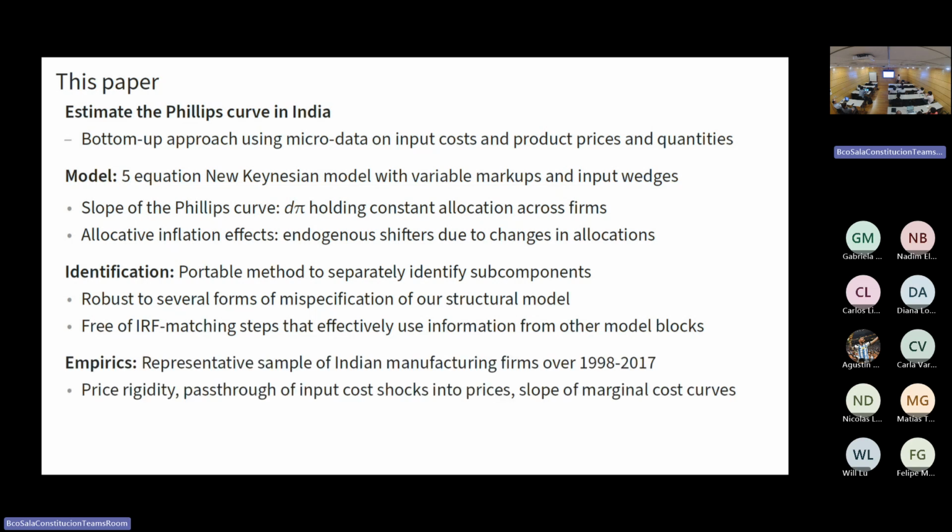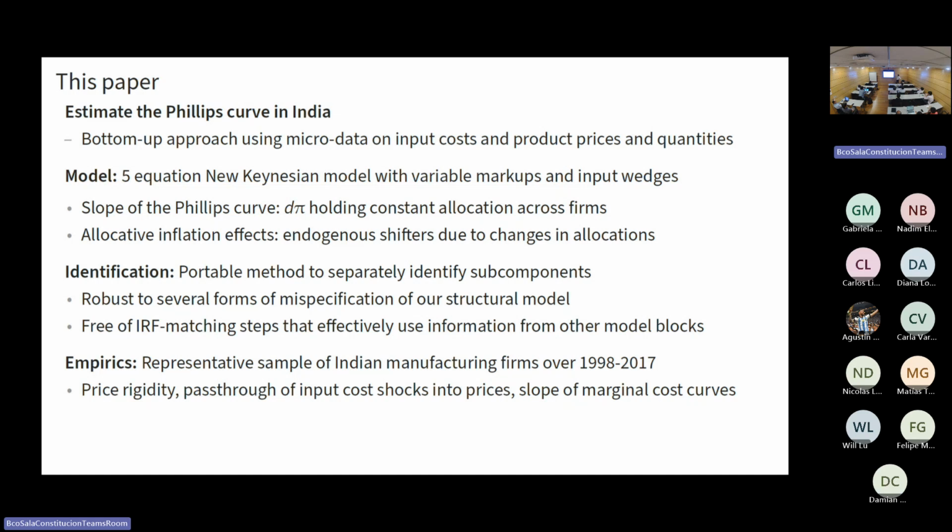And as I said, we're going to apply this method to India. So we're going to use a representative sample of manufacturing establishments in India from 1998 to 2017. And we're going to show you that what you need to estimate are basically these two inputs: the extent of price rigidity in the data, the pass-through of input costs to input prices, and the slope of marginal cost curves. And we're going to show you how to estimate that.